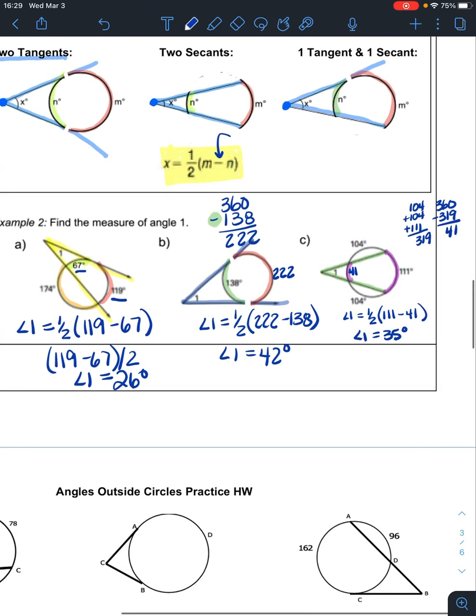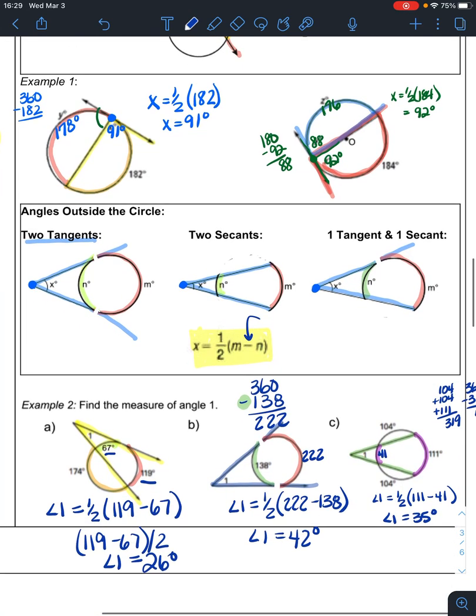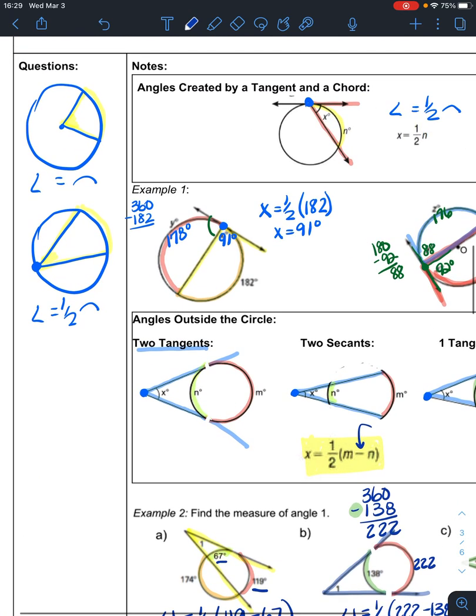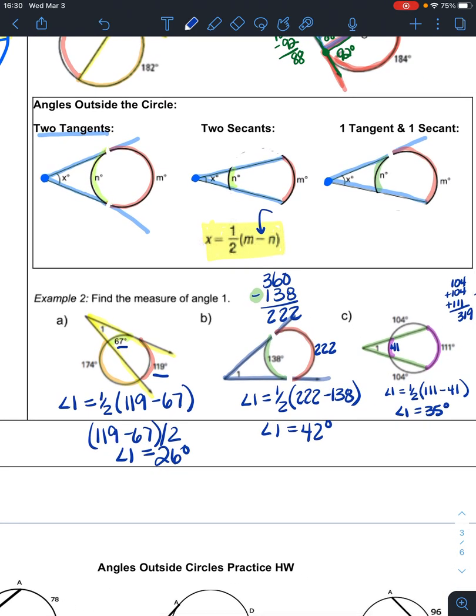So we talked about what happens when the vertex is on the circle, but the angle's not inscribed, and it doesn't change anything. You use the same rule. And then we talked about what happens when the vertex is outside. Remember, when the vertex is in the center, the angle is equal to the arc. When the vertex is on the circle, the angle is half the arc. And when the vertex of the angle is outside the circle, it's half of the difference.